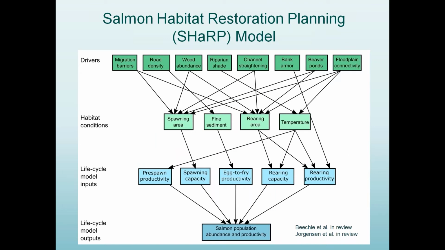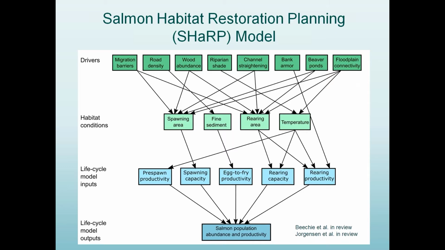So we set up the model like this. We have the life cycle model at the bottom. So if you're thinking of the coho one I just showed you, that's the bottom 2 rows. And then the top row is the drivers. So these are the things that we can change in the model. So we can turn each of those dials. For example, we can change how many migration barriers there are and where they are, or we can change the road density or the amount of wood.